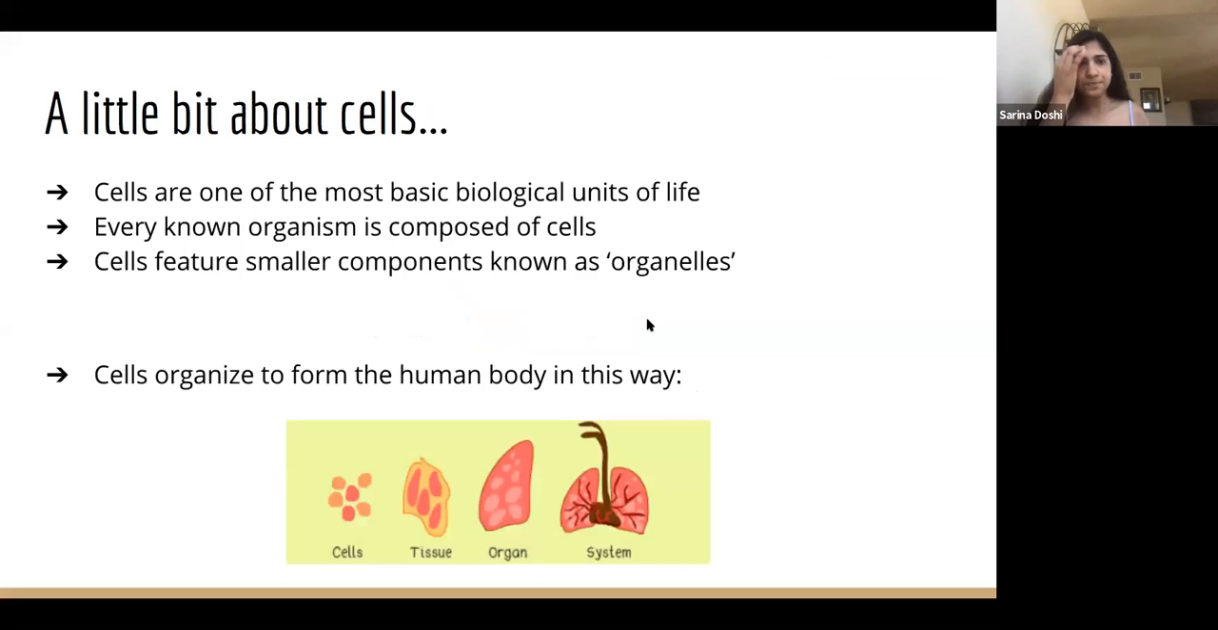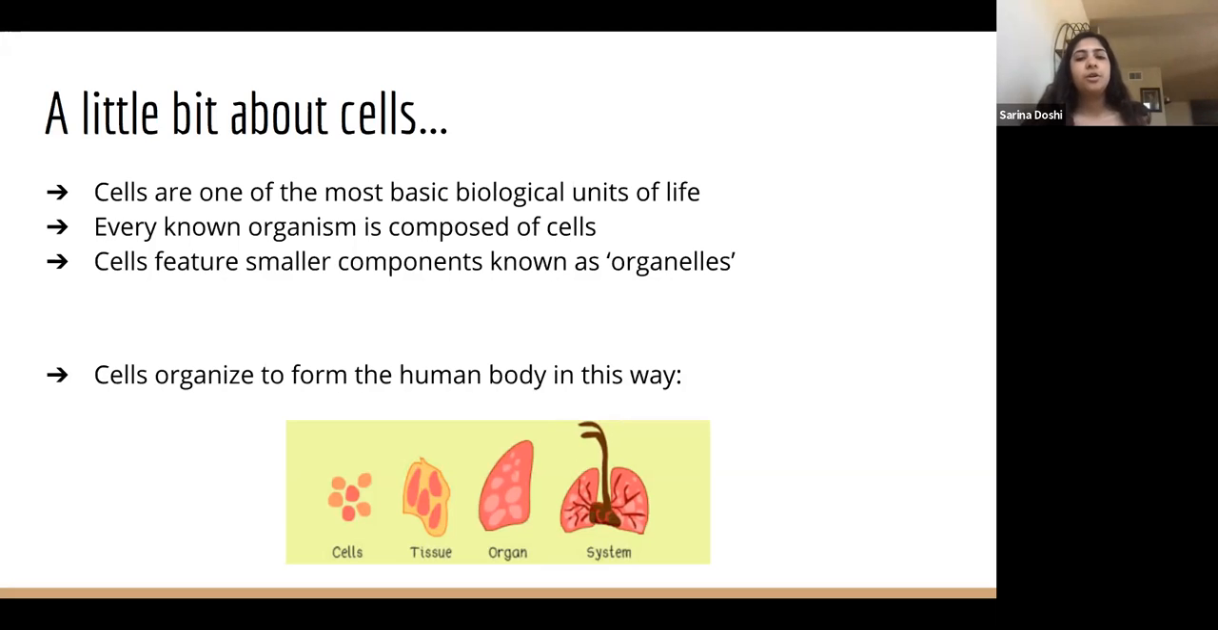We'll start with cells, which I'm sure a lot of you know, if you've taken biology, or even if you haven't. But let's just talk a little bit about cells. Cells are one of the most basic biological units of life, and every known organism is composed of cells. You're probably thinking, what about bacteria and things that are unicellular? They're still composed of cells, it's just they are a cell. But yeah, every known organism has at least one cell.